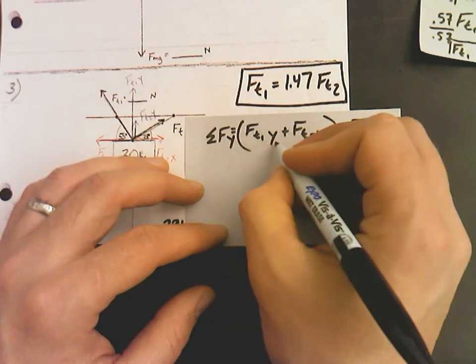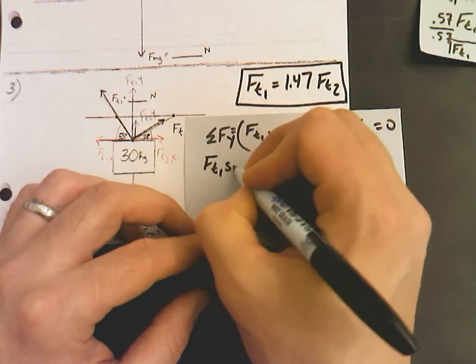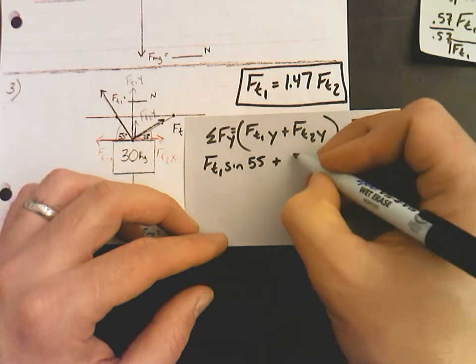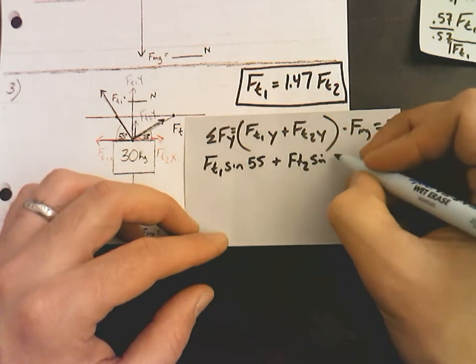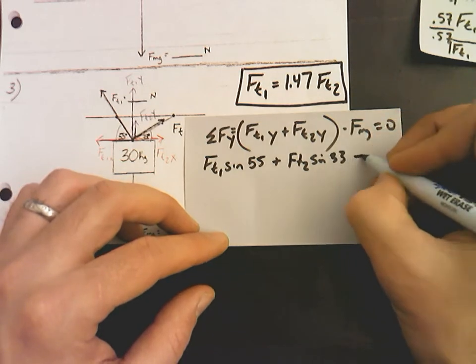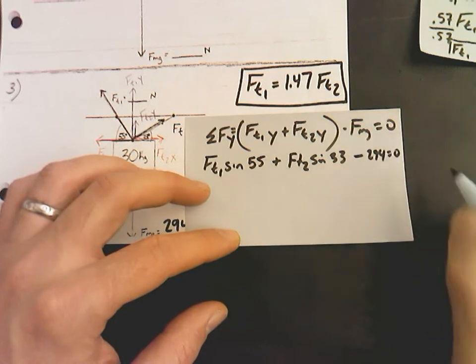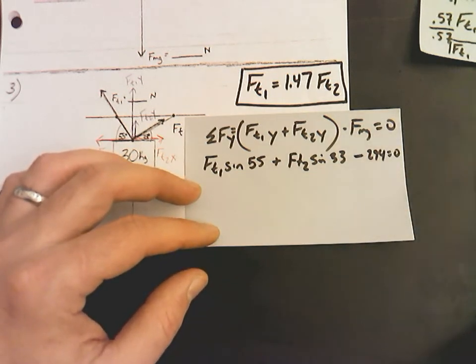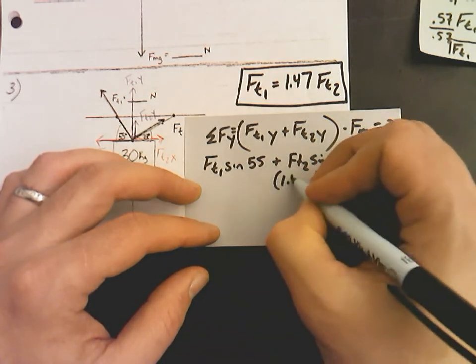So rather than saying FT1y, we'll sub that in with the trig function. FT1 sine of 55 plus FT2 sine of 33 minus 294 equals 0. So once again, I want to simplify what I can, but this time I also want to get rid of FT2 by putting in 1.47.